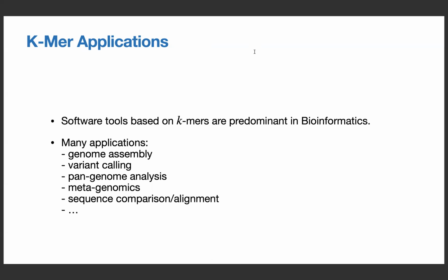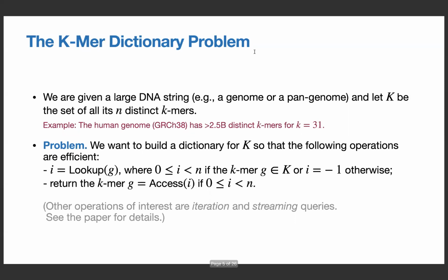Most of such applications need to maintain a set of k-mers and test membership to such set, which brings me to the specific problem we consider in this work, the so-called k-mer dictionary problem. We are given a large DNA string, which can be, for example, the full genome of an organism or a pangenome, and let capital K be the set of all its n distinct k-mers. We want to build an efficient dictionary for this set, so that the following operations are efficient.